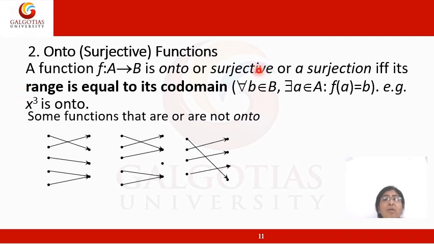Next is onto function. A function f from A to B is onto, or surjective, or a surjection, if and only if the range is equal to its codomain. It means whatever the range of the function is, this range is equal to the set of codomain. That is, for all b belonging to B, there exists a belonging to A such that f of a is equal to b. For example, x cube is onto.